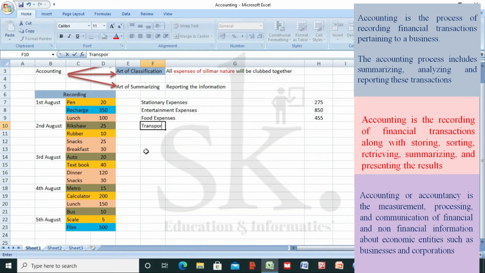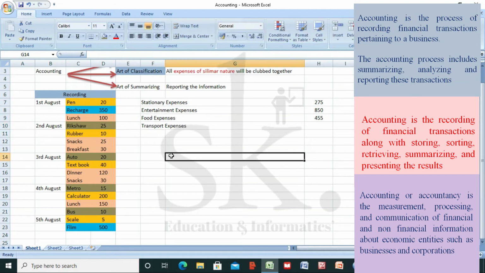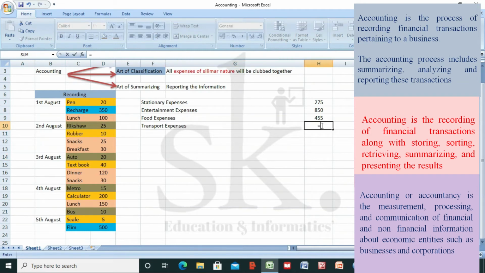So I can put all these under the transport expense head, and I can say the total expense I have made relating to transportation for the 5 days or 4 days, whatever you talk about, is basically 70 rupees. So we have just given an example.